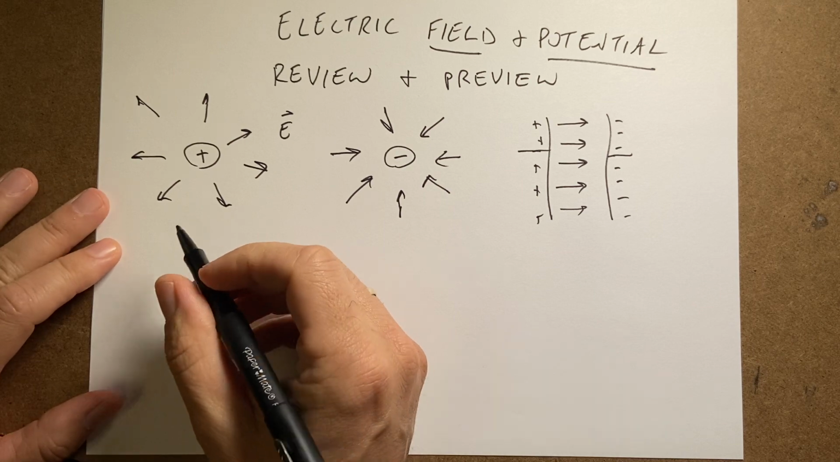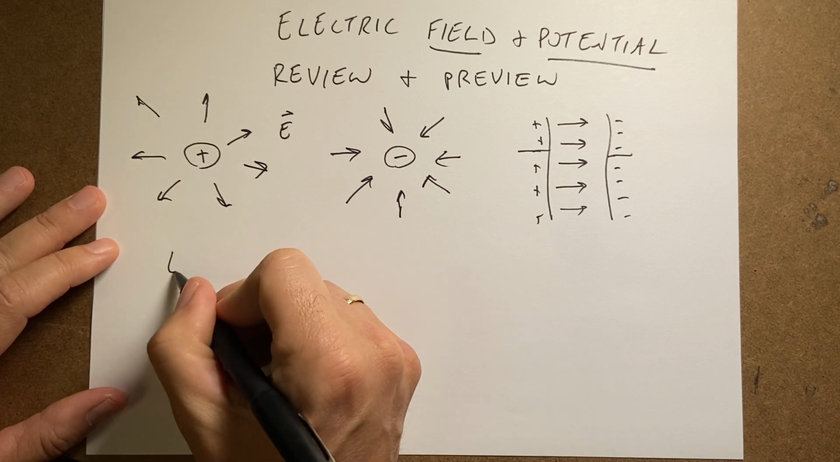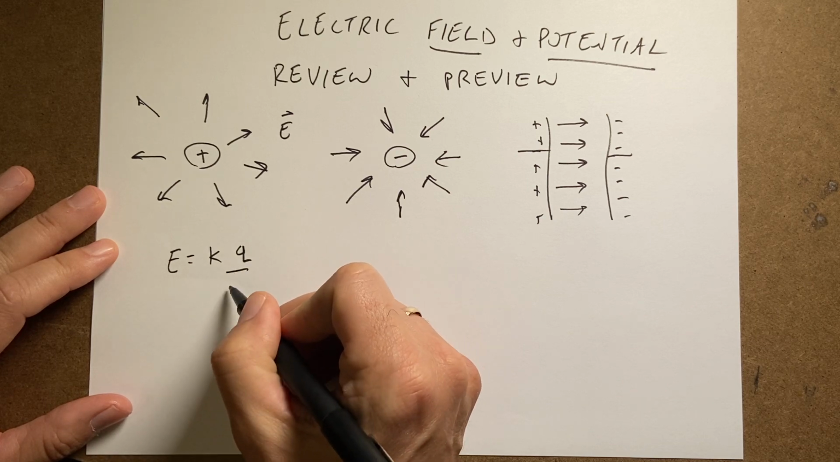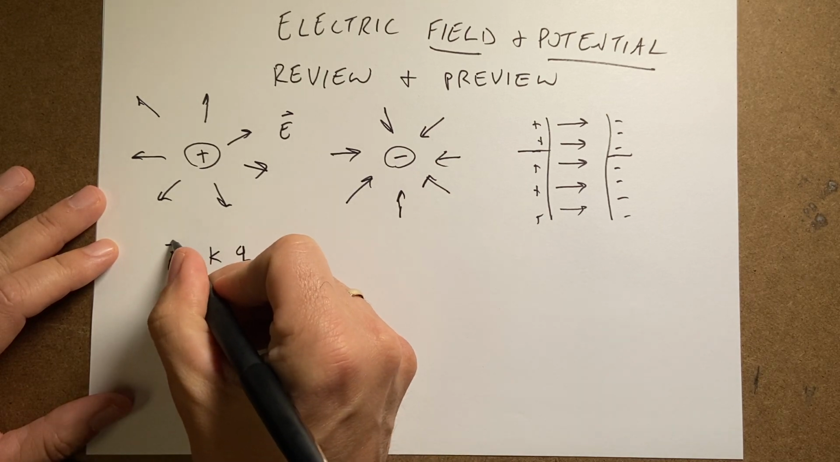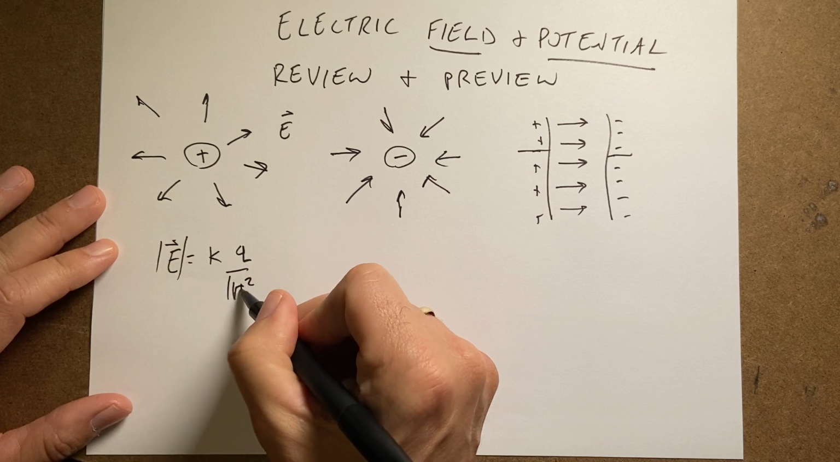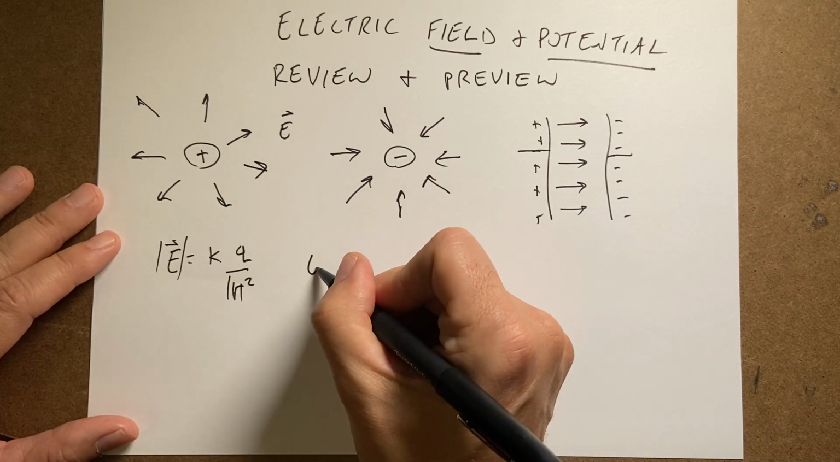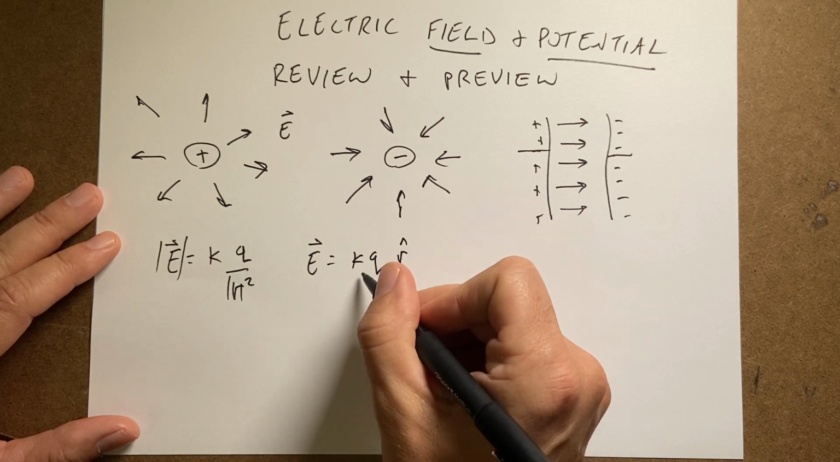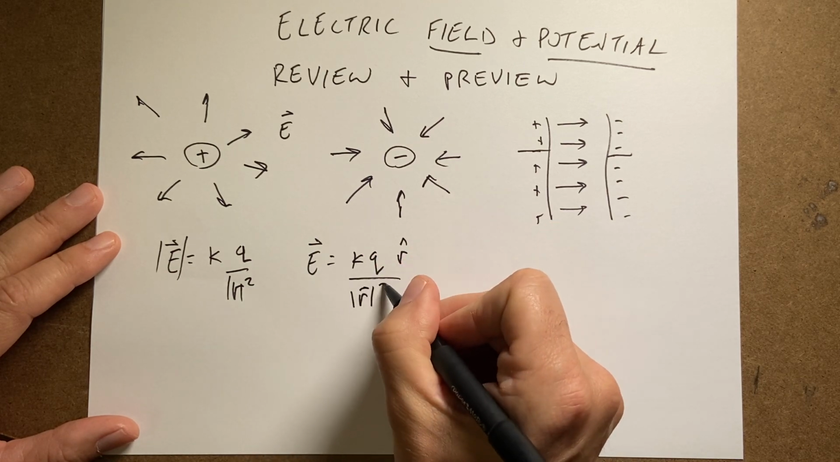So let's start with some of the very basics. The magnitude of the electric field due to a point charge is kQ over r squared. That's the magnitude. If you write it as a vector, it would actually be like this: E equals kQ r hat over the magnitude of r squared.